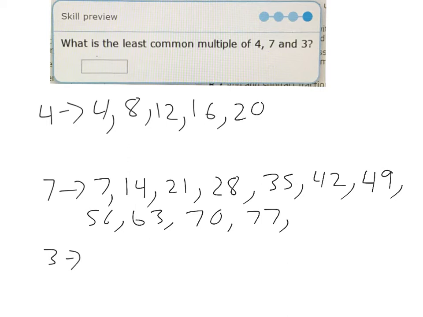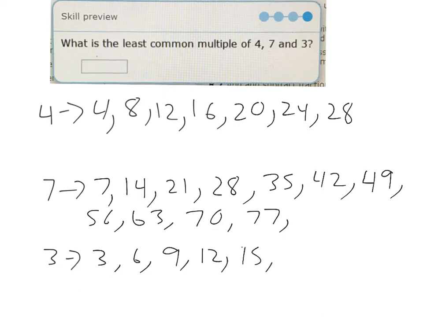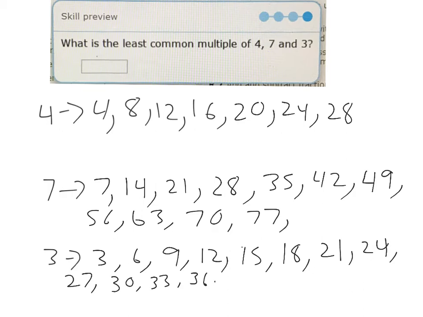Okay, 16, 20, 24, 28. That one's in common, but I don't think 3 goes into 28. 3, 6, 9, 12. Let me know if I've missed one. 15, 18, 21, but that wasn't on the 4 one. 24, 27, 30, 33, 36, 39, 42, but that wasn't on the 4, I don't think.